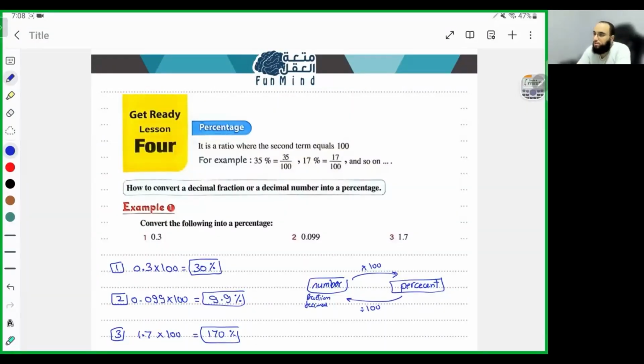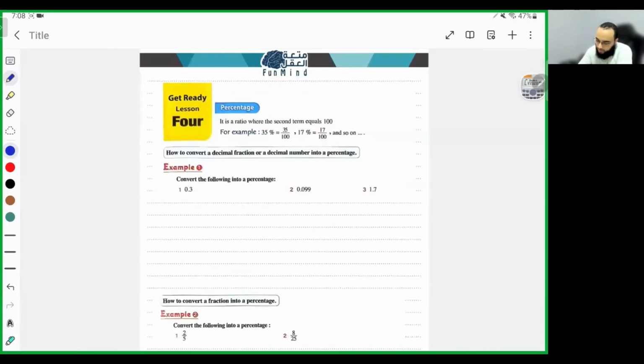Listen, this is talking about the percentage, the percentage we studied before, last year. So firstly, we are going to revise what we have studied about the percentage, and after that we get the new lesson. Let's solve firstly an example like that.